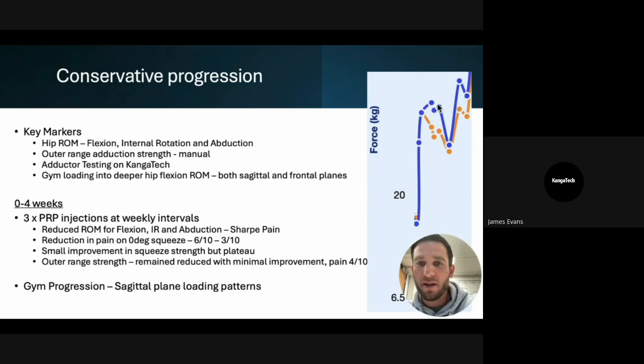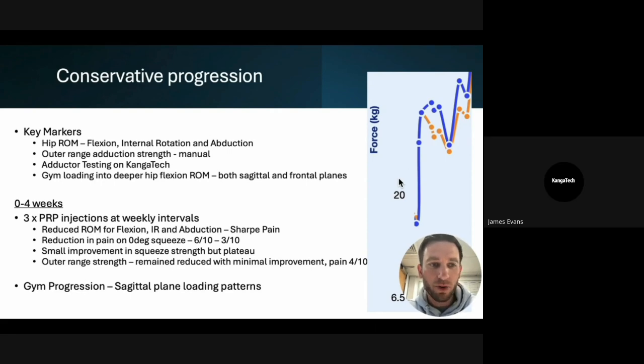And we virtually had a flare up after each of the injections. So he'd have an injection, be sore for a few days, the strength would drop down, it would improve, and then again the same pattern would follow after each injection. He was squeezing around 30 kilograms at this point, which for him is roughly 50%.